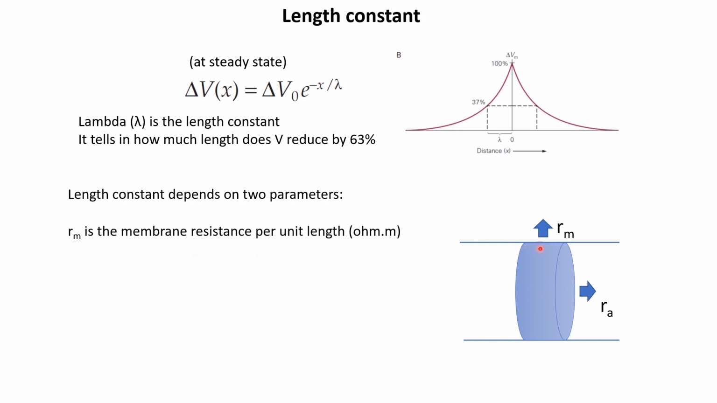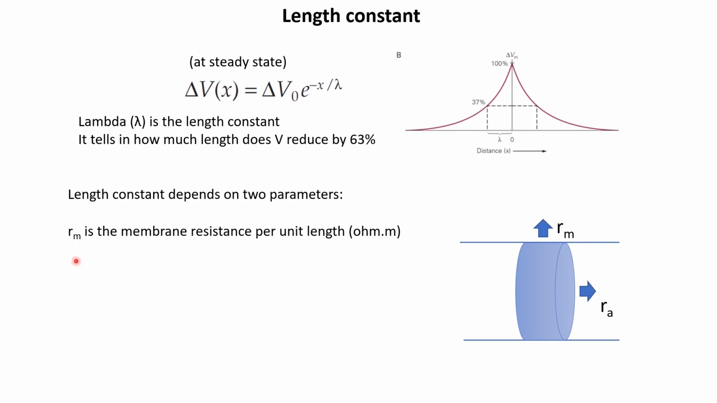And if we increase the length of the neurite, then we increase the surface area, so the resistance would decrease with length. So if we consider length L, the resistance of that length will be Rm divided by L, if Rm is the resistance per unit length. So Rm must have the units of ohm times meter, and if we divide it by L, then the final resistance that we get will be in ohm.